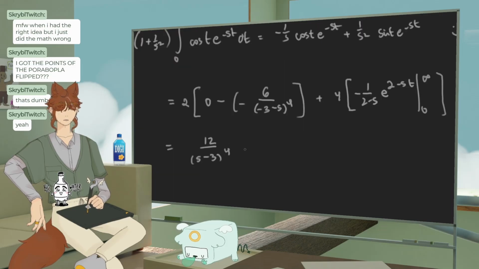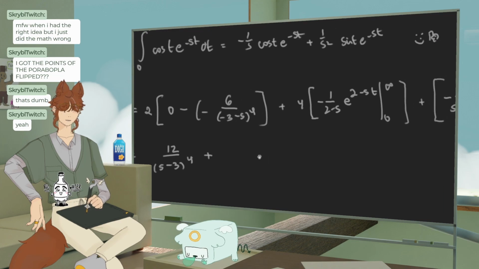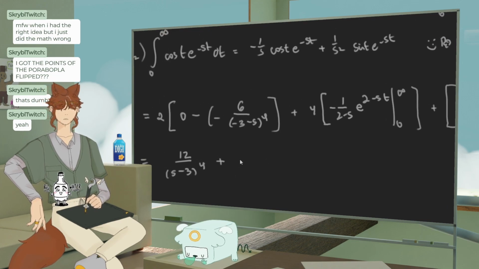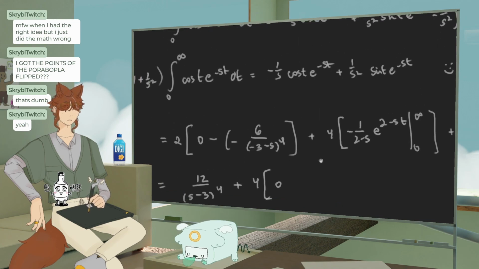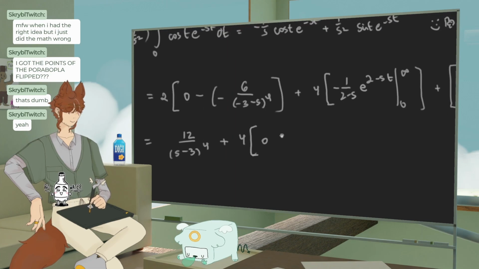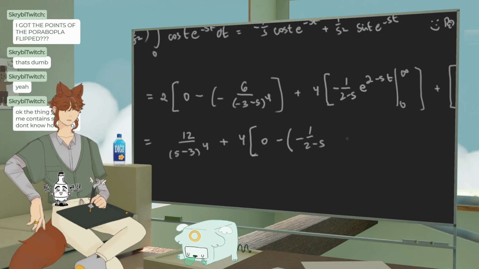Okay, so we got this, plus, I am not getting a common denominator for this. Who cares? Okay, so we say 4 times 0. I might need to put the next one on another page. No, I got space. 0 minus minus 1 over s, 2 minus s. Let's see, if t is 0, then I guess e squared?